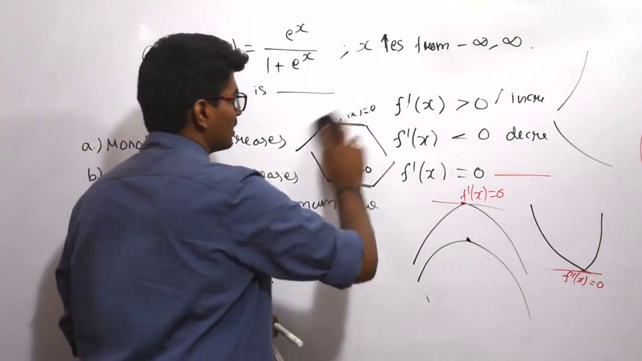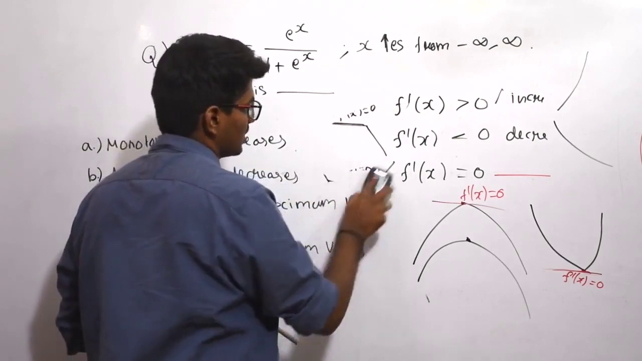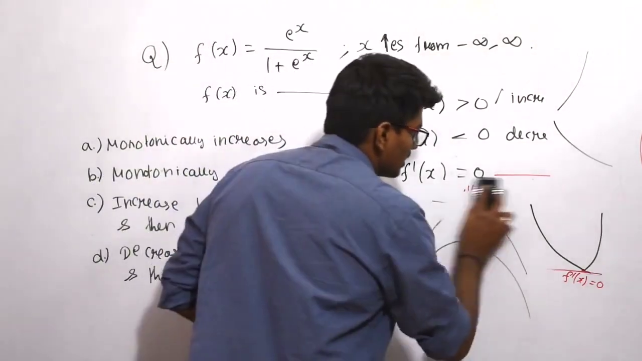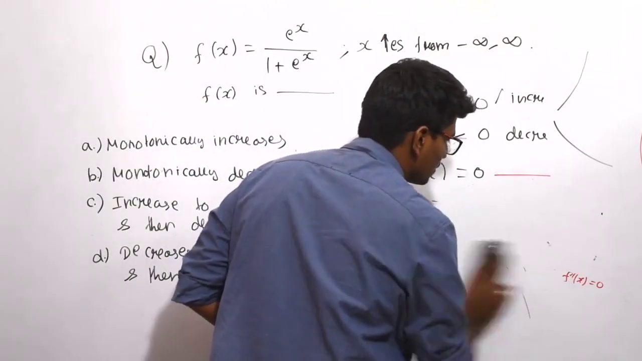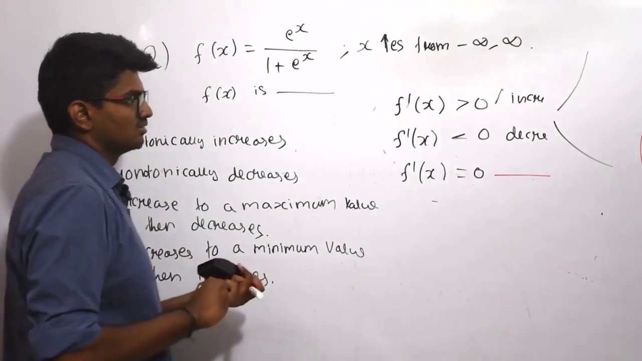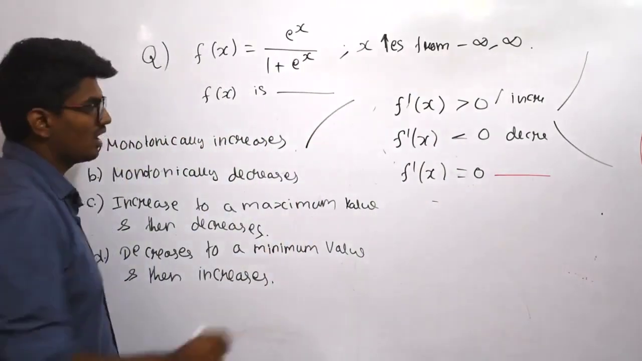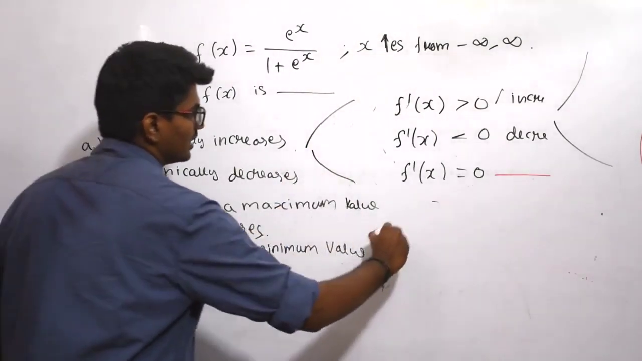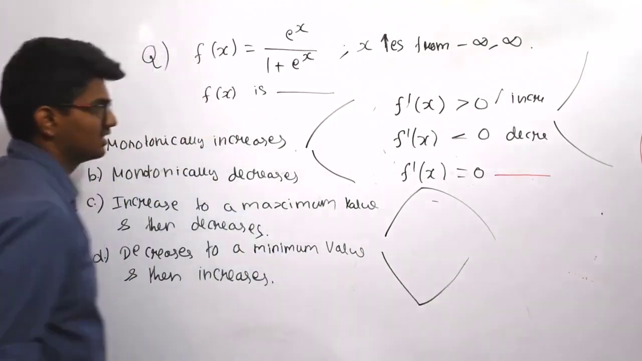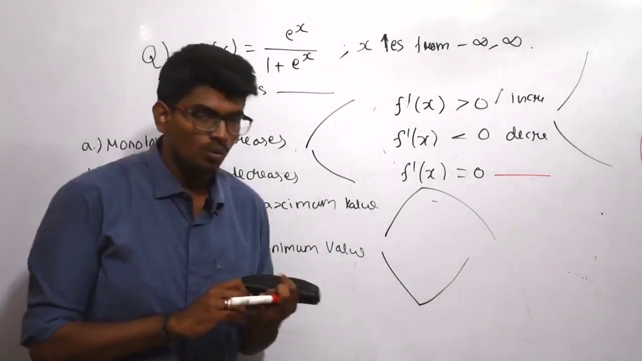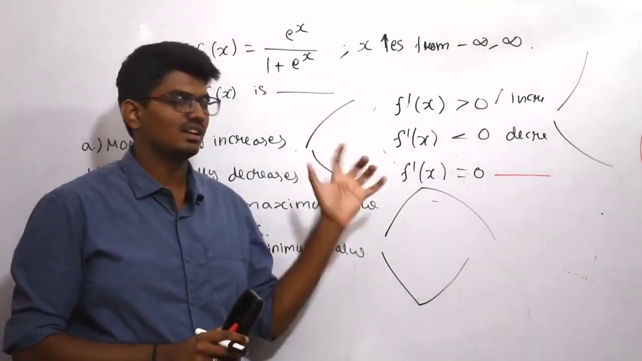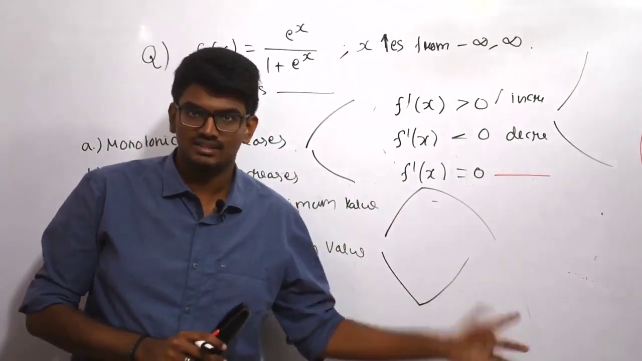So now, what is the concept related to our question? You could see they are asking whether it is increasing monotonically, or decreasing monotonically, or increasing to a maximum value and then decreasing, or decreasing to a minimum value and then increasing. That is the question here, right? So if you find one value, we can easily judge what the answer is.